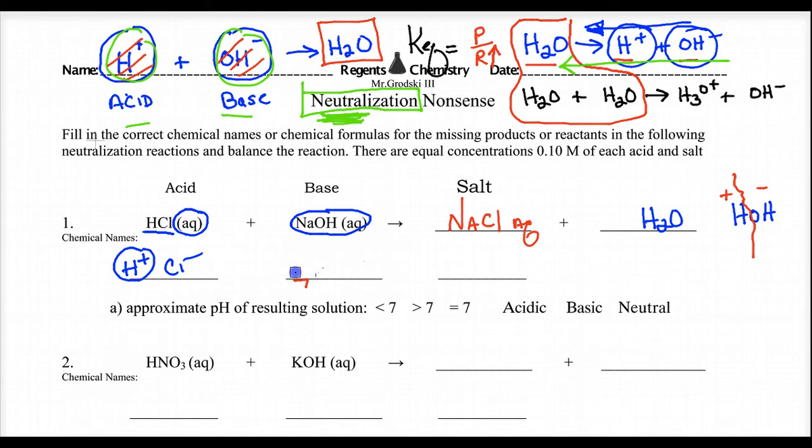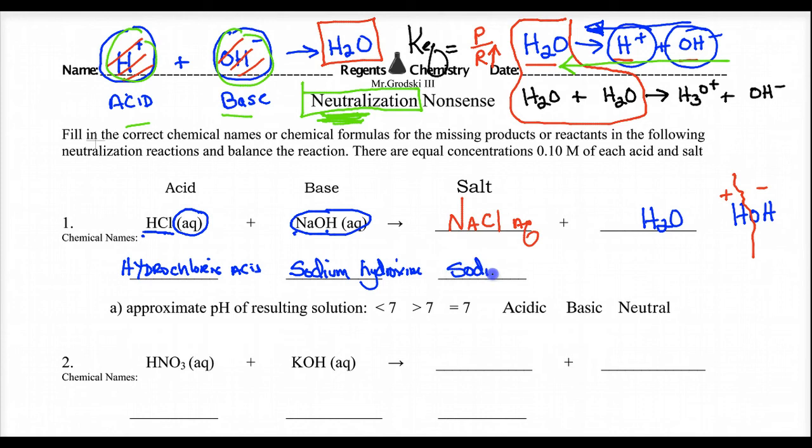Okay, so the chemical names, this is going to be hydrochloric acid. You could also use the IUPAC name of hydrogen chloride. This is sodium hydroxide, right? That's the IUPAC name. Hydroxide is the polyatomic ion. And this is sodium chloride, IDE because it's binary. And this is dihydrogen monoxide, or we can just use this as water.